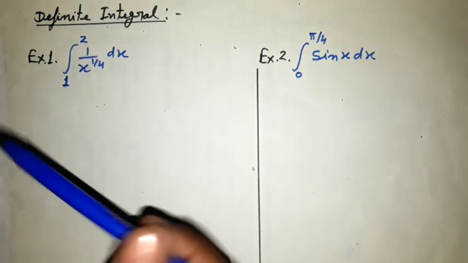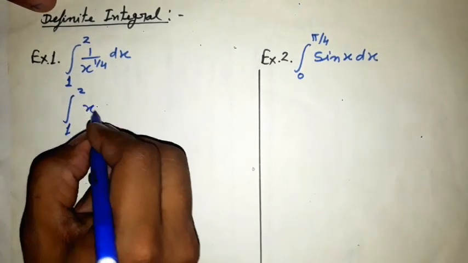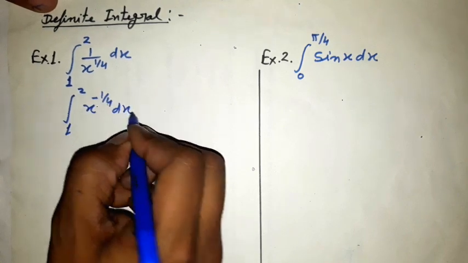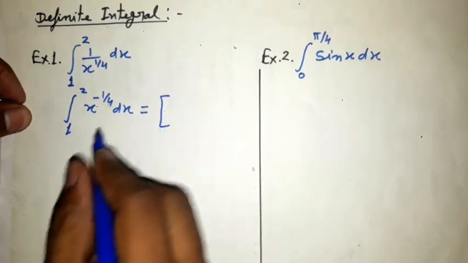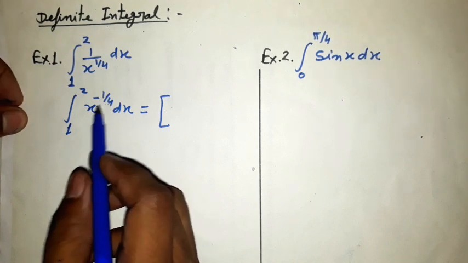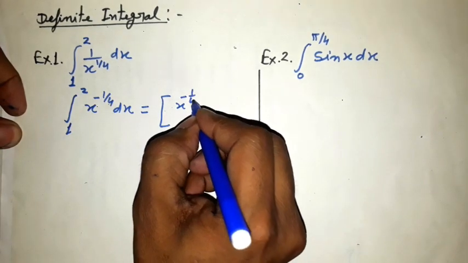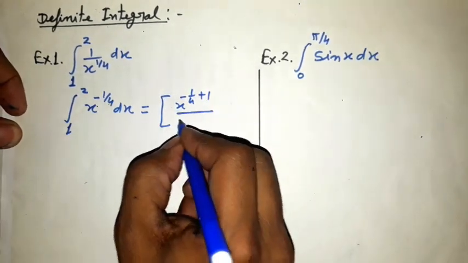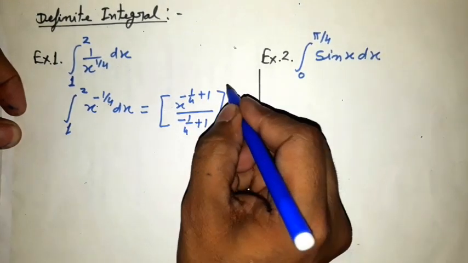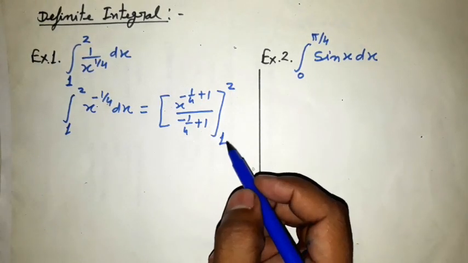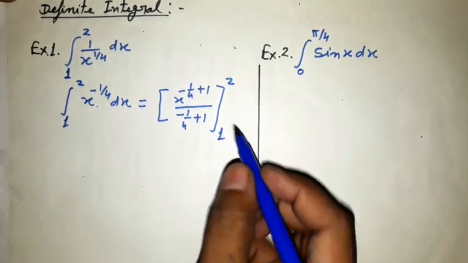So we can write this term as integration from 1 to 2 of x to the power minus 1 by 4 dx, and we can write this as the value of x to the power minus 1 by 4. Integration of this term will be x to the power minus 1 by 4 plus 1 upon minus 1 by 4 plus 1, with limits 1 to 2. And in definite integration, we will use only limits, not the integration constant.